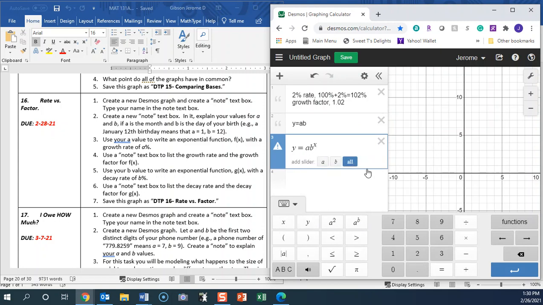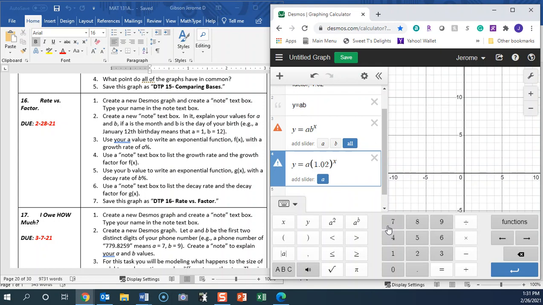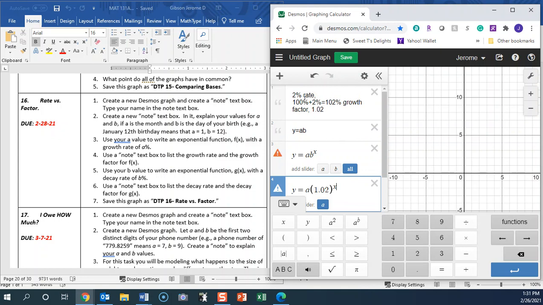Now if I was writing an equation by showing the growth rate or growth factor, this is how I would write it based upon what I had in number one. So I have y equals A, because we're not given A, and then I'll type in my growth factor, which is 1.02, and then that would be taken to the x power. So now you understand what the growth rate is. That's the actual percent, and the growth factor is 100% plus the growth rate.